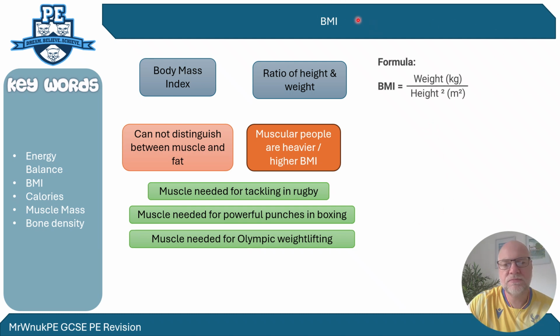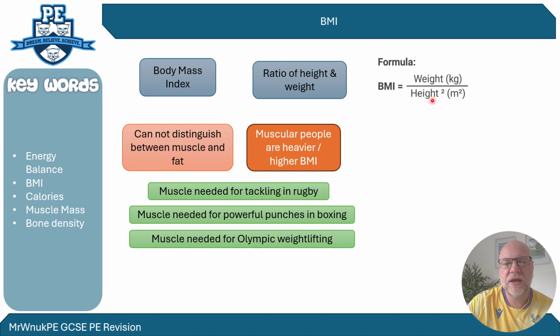The next question, which is probably a little bit more tricky, is about BMI, the body mass index. This is basically your ratio between your height and weight. So if you get an exam question that asks about BMI or body mass index, basically you want to start off by saying it is the ratio between height and weight.